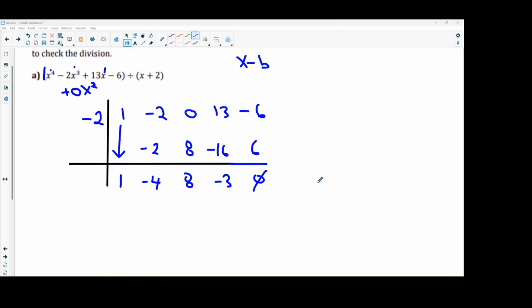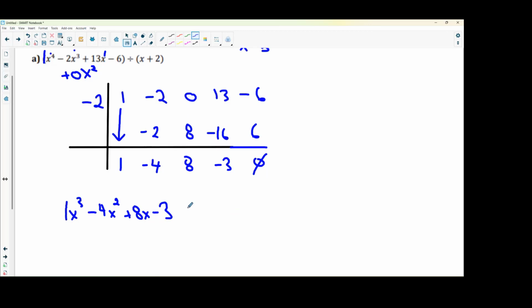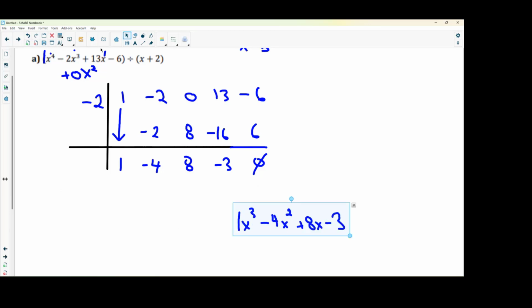So how do we write our final answer? What was the highest degree? It was x to the power 4. So this is going to be 1x cubed minus 4x squared plus 8x minus 3. And here I should actually make some space if I'm going to write it like that.